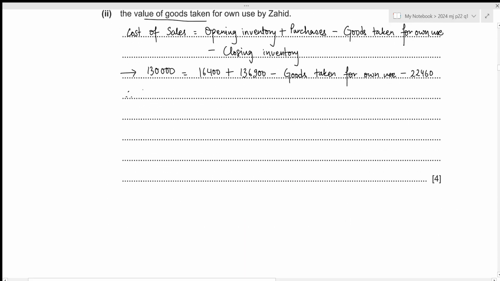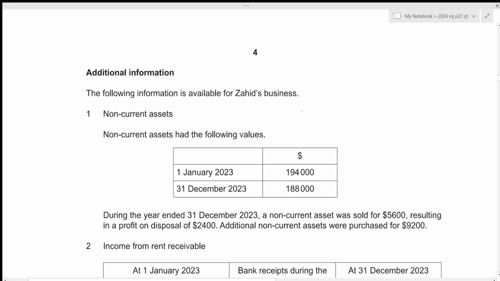Now we just need to solve the equation. So the goods taken for own use will now be 16,400 plus 136,900 minus 22,460 minus 130,000. This results in the value of 840. That is all for this part. Let's move towards the next question.